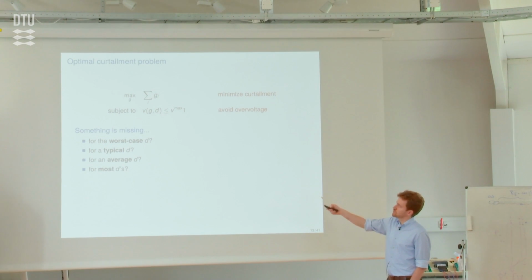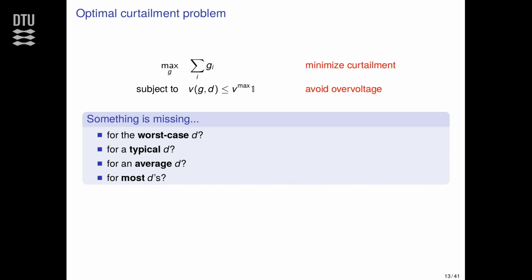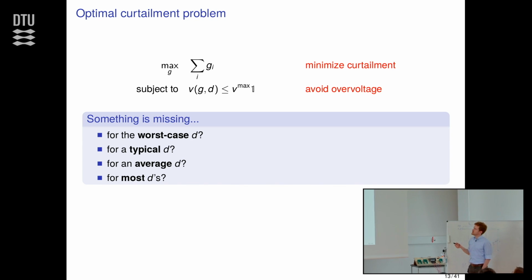One may want to solve it for the worst case D, right? I have all the possible power demands I can observe on my grid. I want the voltage to be below Vmax, okay? I cannot measure D, so that's a safe bet.